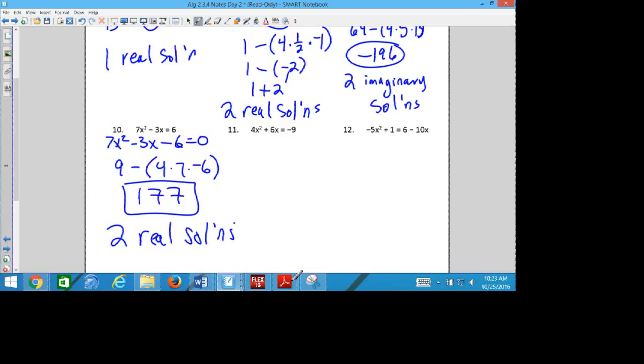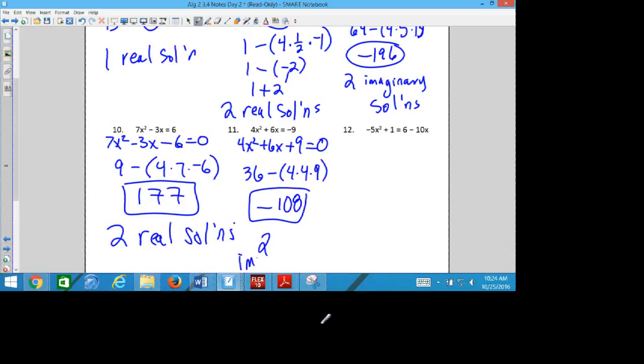This one, you have to make it equal to 0. 4x squared plus 6x plus 9 equals 0. And we do 36 minus 4 times 4 times 9. We get -108 for our discriminant. So 2 imaginary solutions. Sorry, I didn't have room.